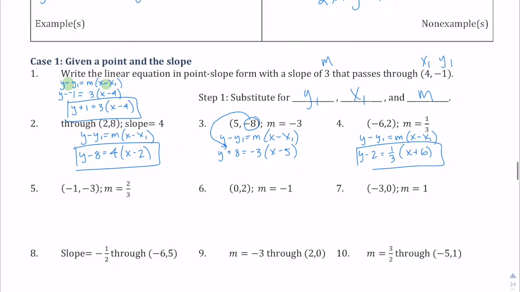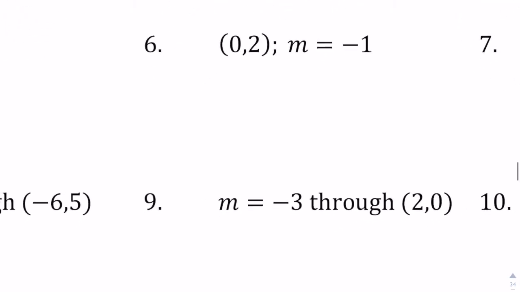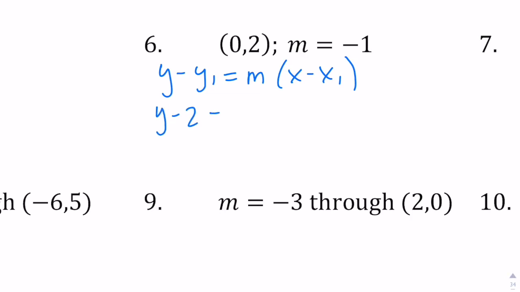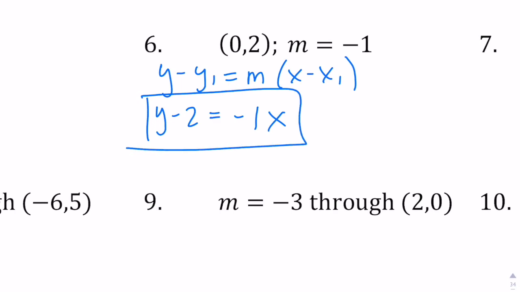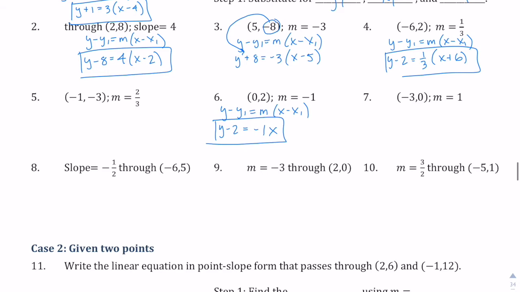Terrific. Okay, 5, 6, and 7 are very simple. Well, we should definitely pause for number 6 because that will throw a few students off. So we'll do y minus y1 equals m times x minus x1, and we'll plug 2 in for our y. So y minus 2 equals, our slope is negative 1, and then the x value is 0. So x minus 0 is just x. So we don't even need to have the parentheses there. So that would be the form of the point slope equation for that point. Odd because we have a 0 for one of our x values.